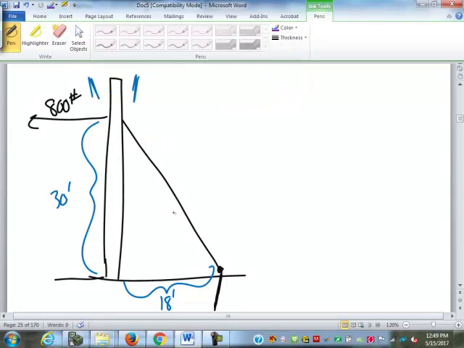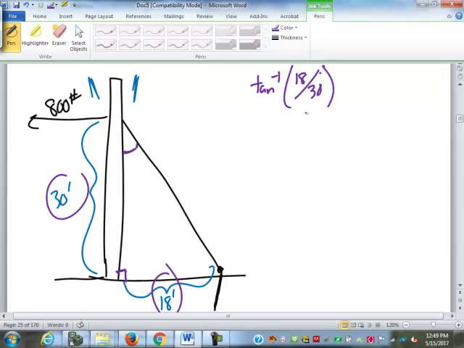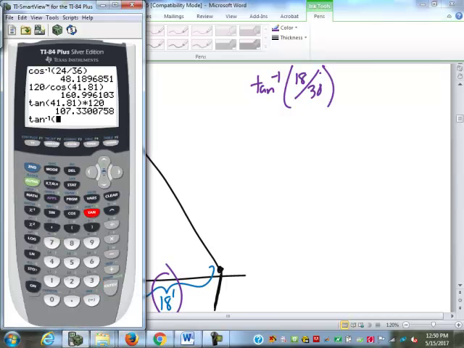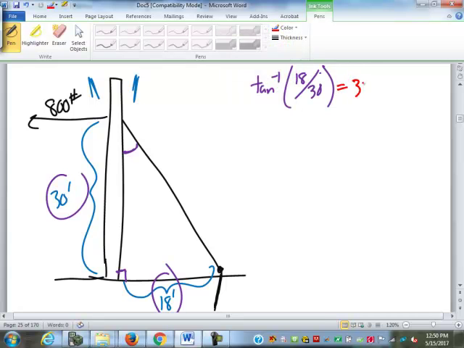So anyway, you need to find angles here. I'm going to find this angle right here. How do I find that angle? Opposite and adjacent. That's going to be a tangent. So it's going to be the inverse tangent. Which one goes on top? 18 over 30. Very good. 30.96 degrees. In reality, I'd probably just call it 31 because it's really close.